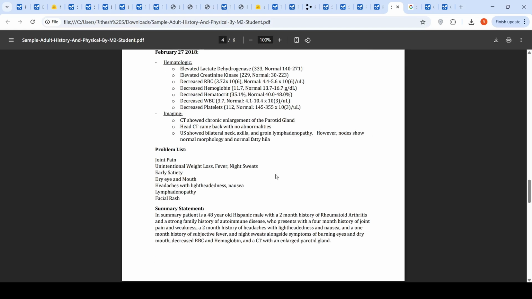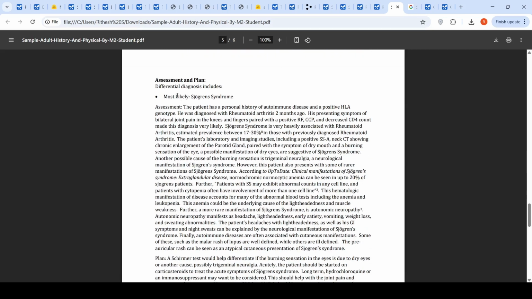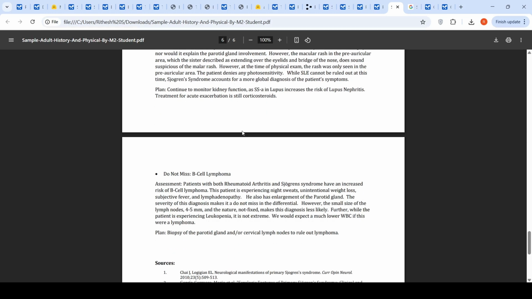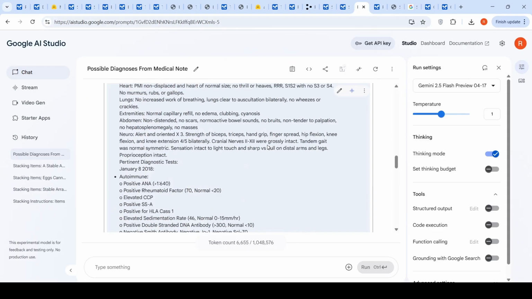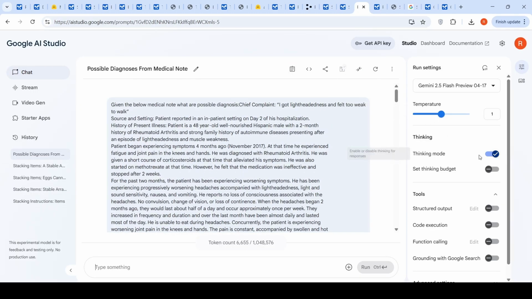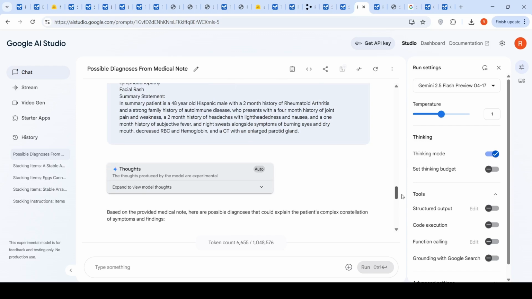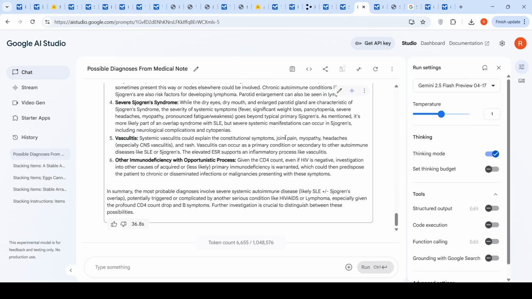Now, what is the differential diagnosis for this particular clinical note? Here the ground truth says most likely Sjögren's syndrome. The alternative is systemic lupus erythematosus. Do not miss B cell lymphoma, which is key here. Now I gave this same history to Gemini 2.5 Flash with thinking mode and asked it to come up with a differential analysis for a diagnosis. So it thought for some time.